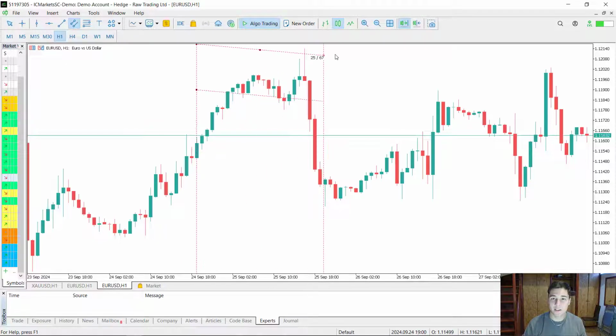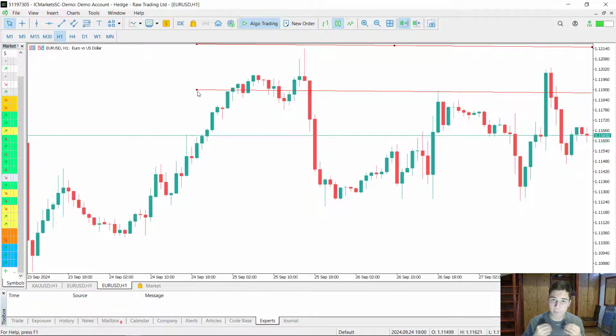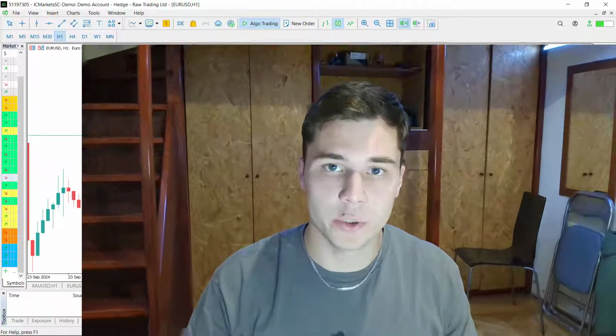Are you tired of trying to identify supply and demand zones manually in your trading? Looking for an easy tool that does the hard work for you? In this video, I'm excited to share a free supply and demand zone indicator for MetaTrader 5 that will help you pinpoint these crucial zones more easily and effectively.